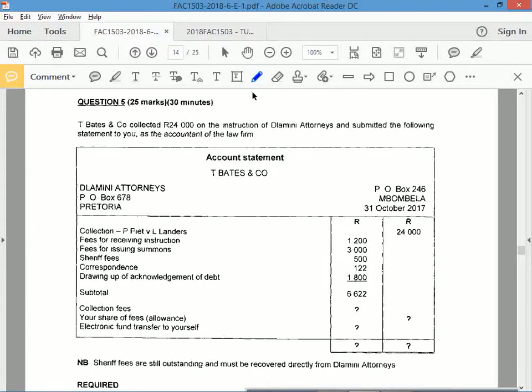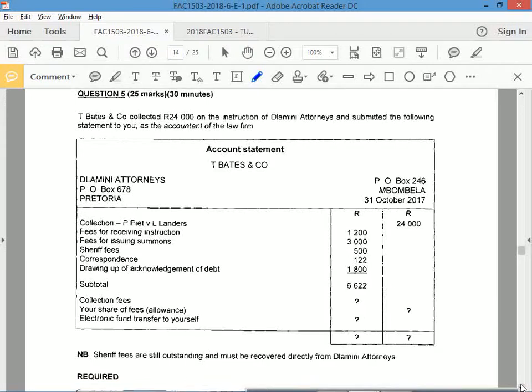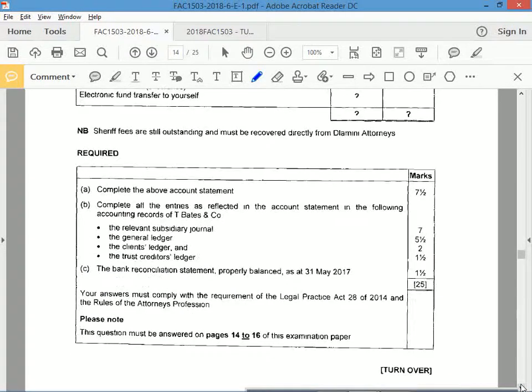We need to look at who's the instructed attorney and who's the instructing attorney, because the instructed attorney is the instructing attorney's client, which is the trust creditors. That was the stuff that we looked at last week. Let's record this. What do they ask you to do? Complete the above account statement. Complete all the entries as reflected in the account statement in the following accounting records.